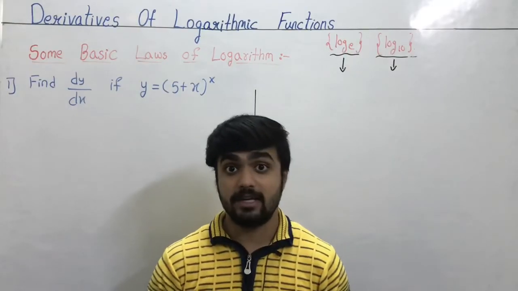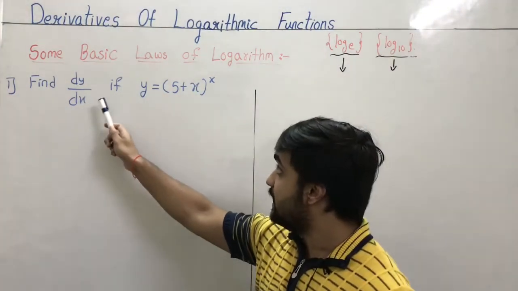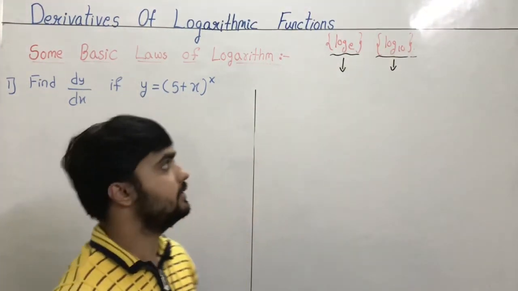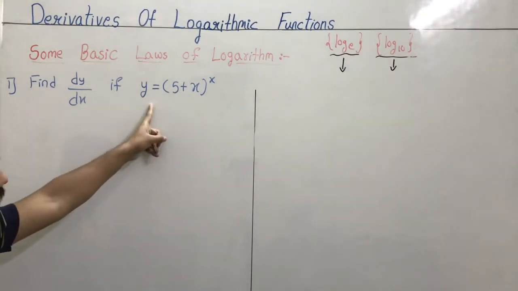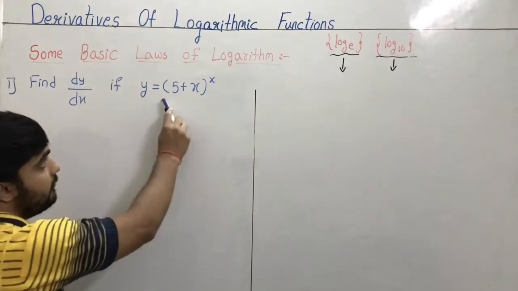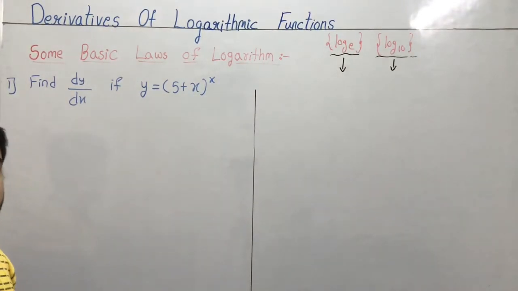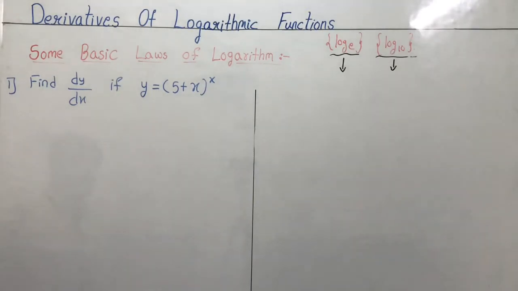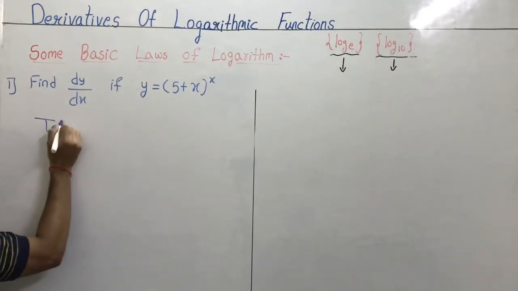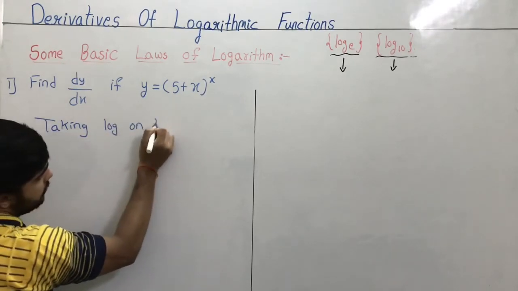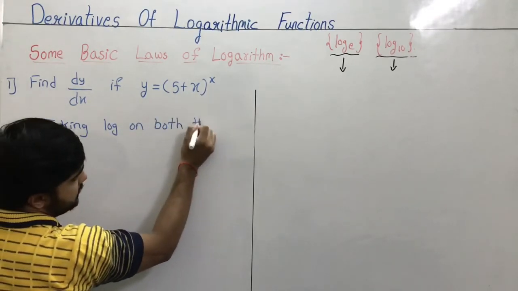So our first numerical is find dy by dx if y is equal to (5 plus x) raised to x. Now in this case we can observe that one function is raised to another function, that is we have (5 plus x) raised to x. So if we take log on both the sides, let's see what happens. So you can write, taking log on both the sides.